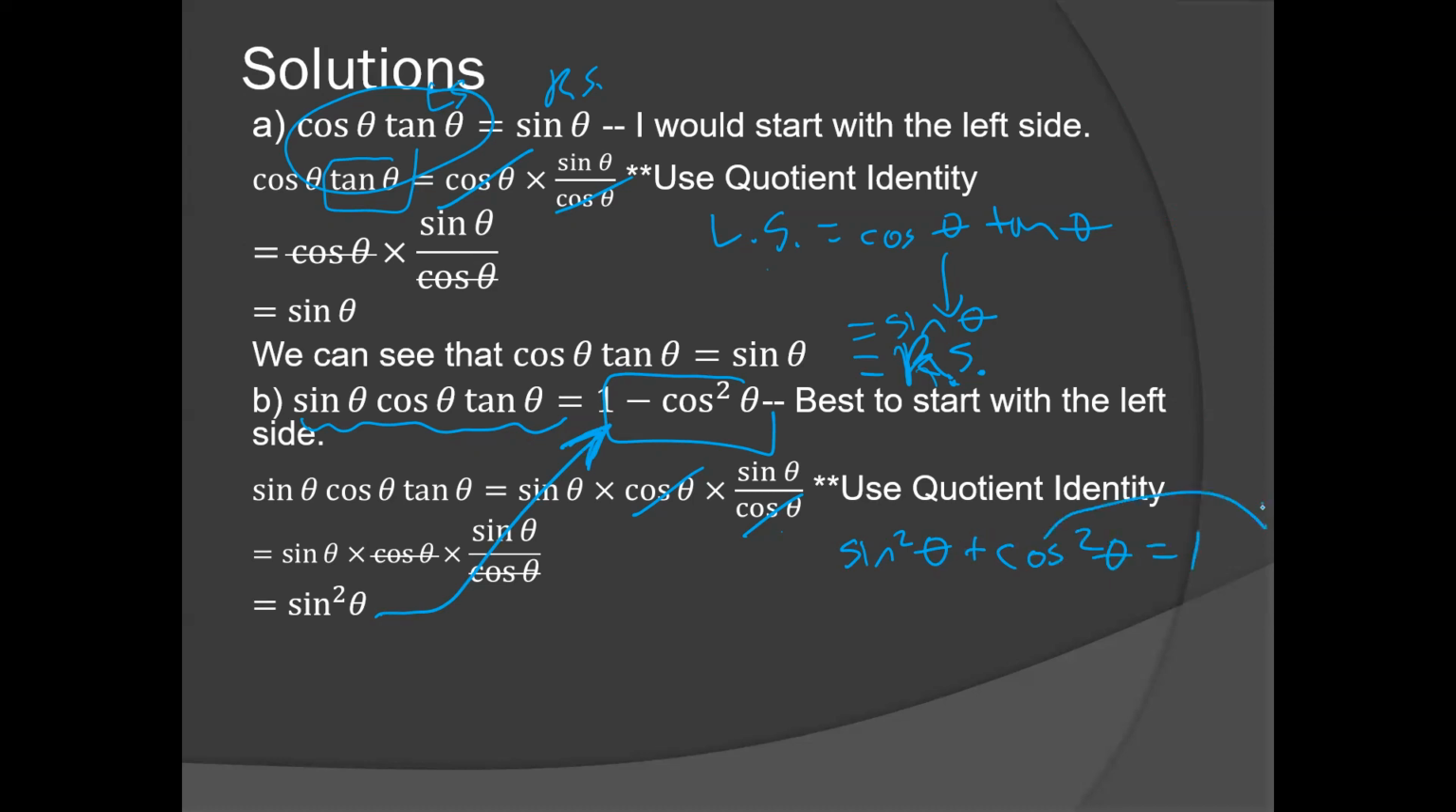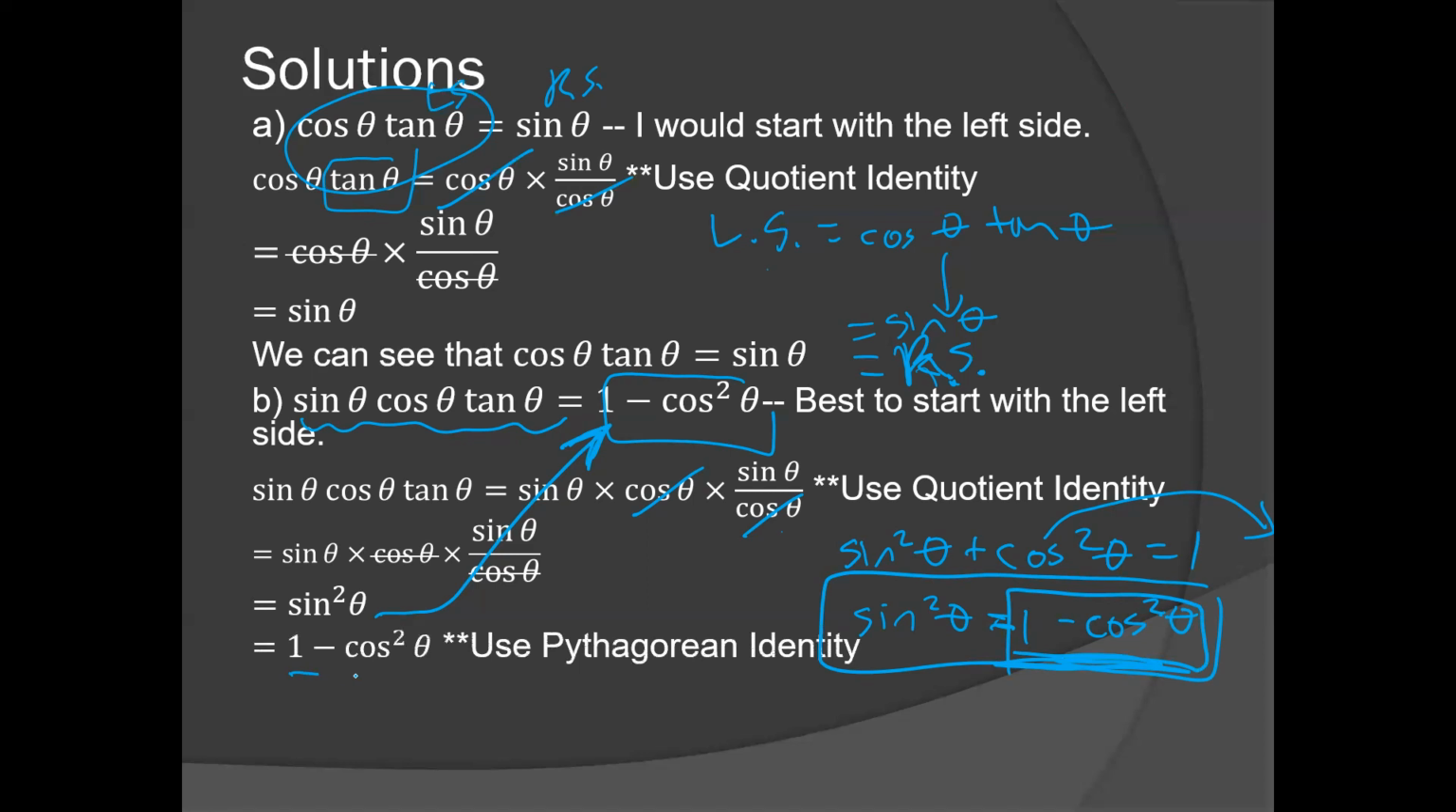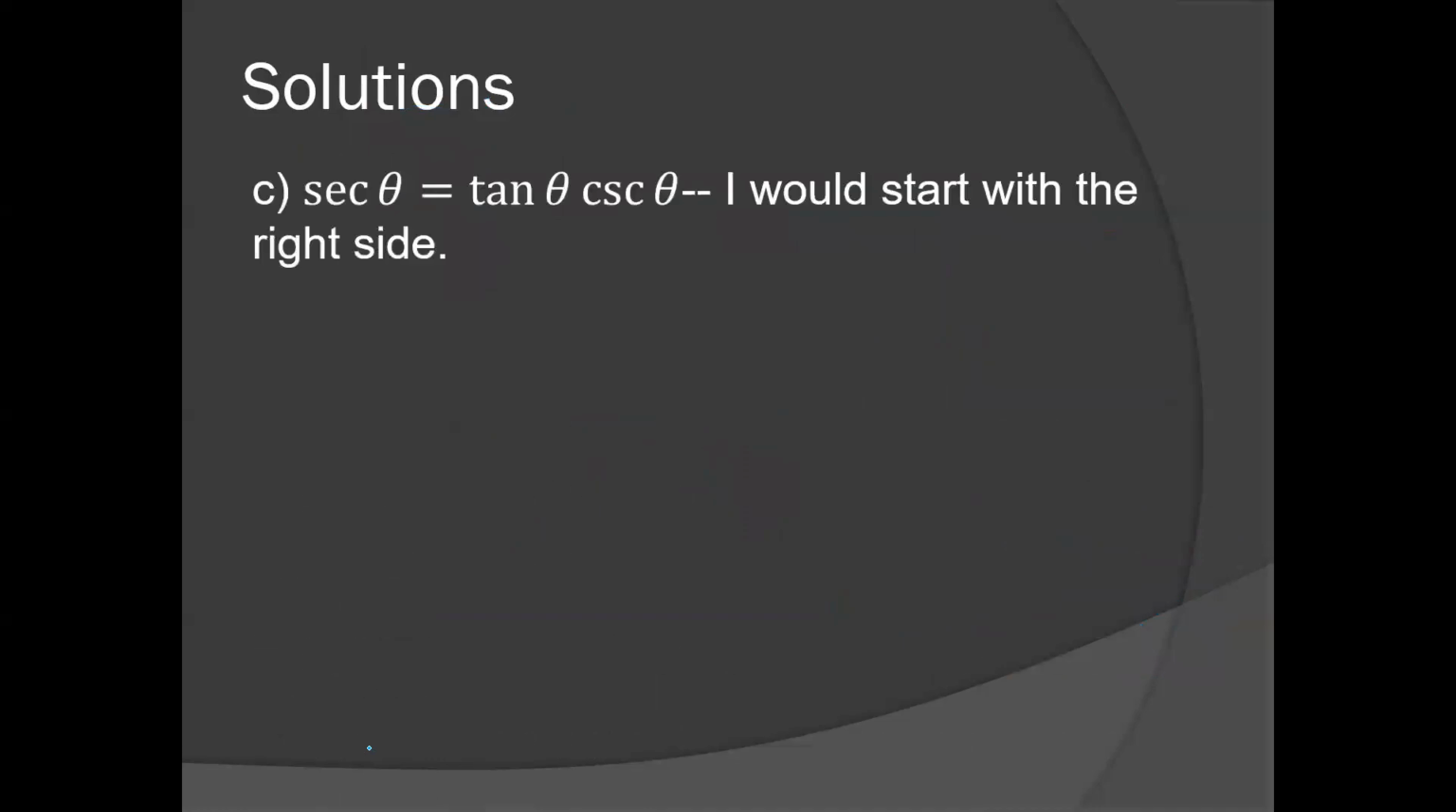So what I can do here is simply move the cos squared theta to the other side so that I can get the sine squared theta on its own. And when I do that, I realize that sine squared theta is equal to 1 minus cos squared theta. So that means that sine squared theta can be written as 1 minus cos squared theta. And lo and behold, that's equal to the right-hand side. So because the left-hand side equals the right-hand side, it's an identity that's proven true. So hopefully that makes sense.